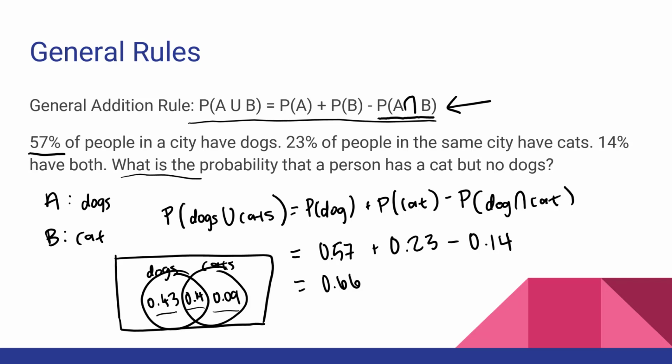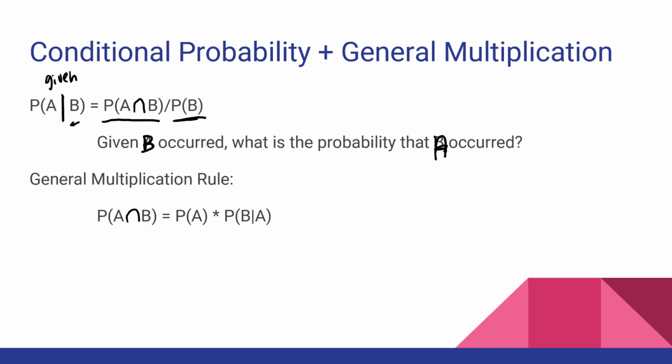Now coming up here, the probability that a person has a cat but no dogs, we can also get that from this box right here. So cats only, 9%. So we have this thing called conditional probability. And it says that when event B occurs, what is the probability that event A occurs?